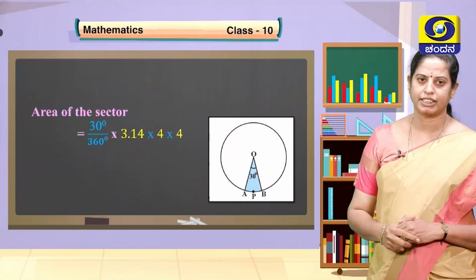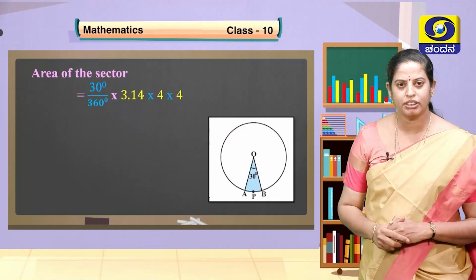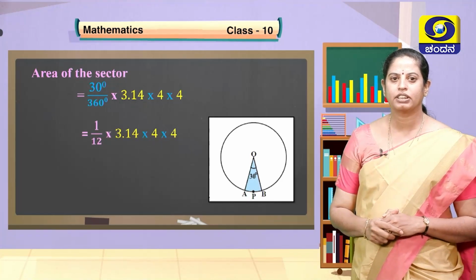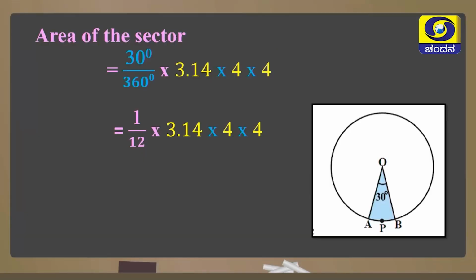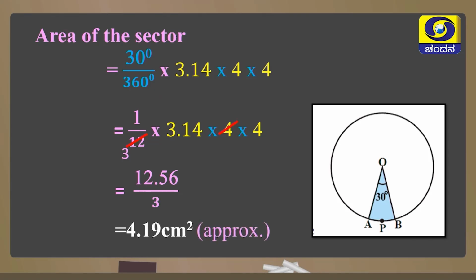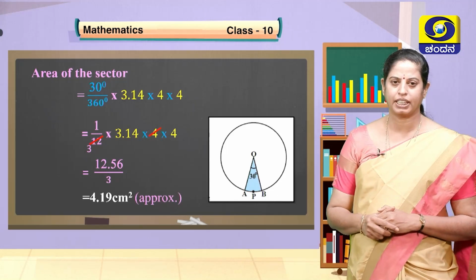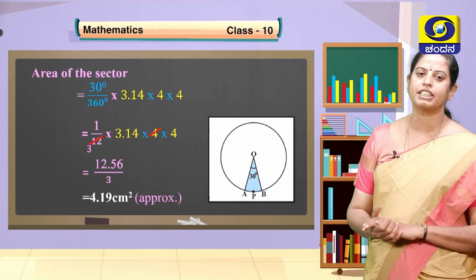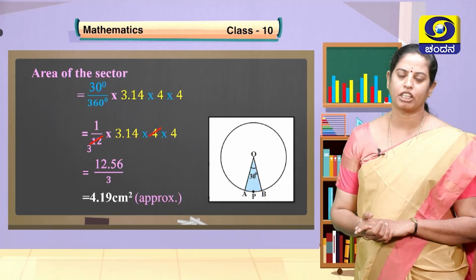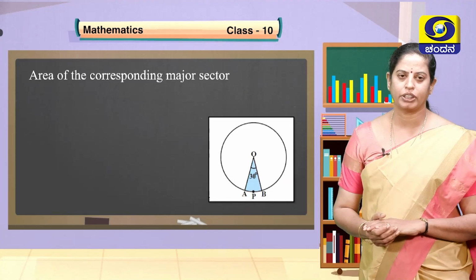On simplification, let us see what happens. On simplification, we are going to get 30 by 360 is 1 by 12 into 3.14 into 4 into 4. When we simplify 12 by dividing it by 4, 4 threes are 12, we are getting 12.56 by 3, it is 4.19 centimeter square approximately, or we can approximately give this as 4.2 centimeter square also, because 0.19 is estimated to 0.2.